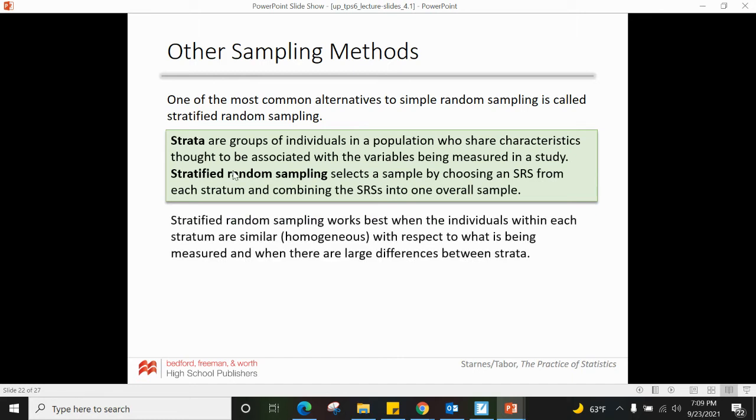Stratified random sampling works best when the individuals within each stratum are similar, or in homogeneous groups with respect to what is being measured, and there are large differences between the strata. So like I said, you can make a pretty good case that a freshman might answer differently than a senior to the open campus lunch. So it'd be a good idea to separate them and survey them each individually and then put their data together.